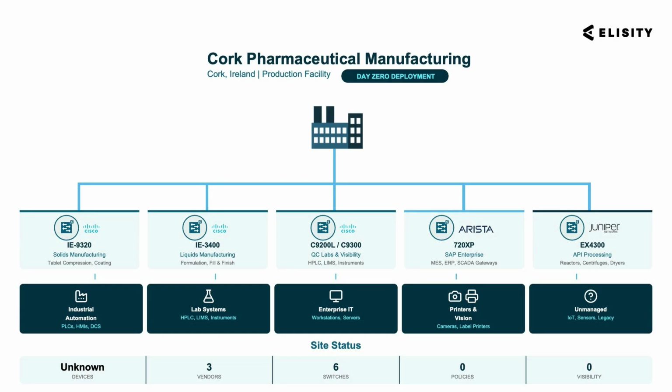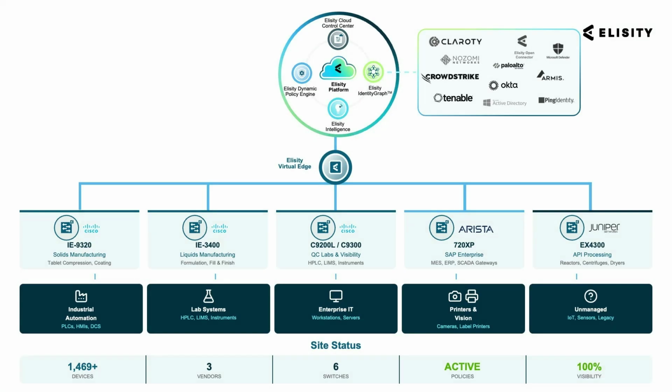Cork is a pharmaceutical manufacturing facility, multiple production segments, building management systems, OT and IoT, a mix of Cisco, Juniper, and Arista switches. No Elisity deployed yet, and no visibility beyond the CMDB, no enforcement. This is the starting point for most of our customers, and here is where we're headed.